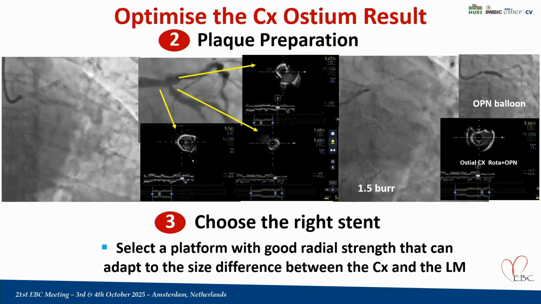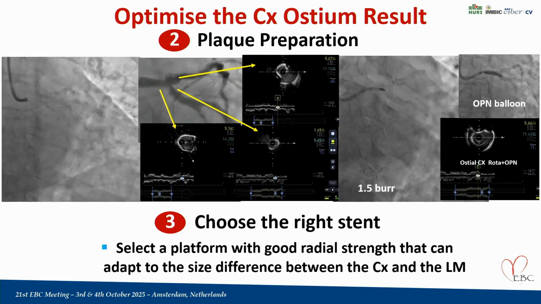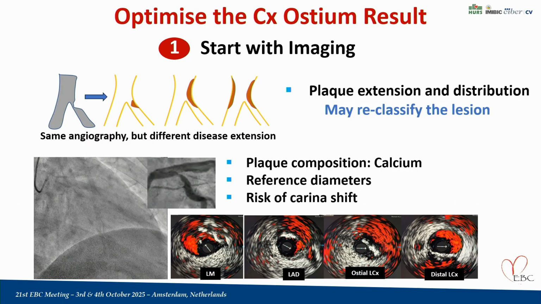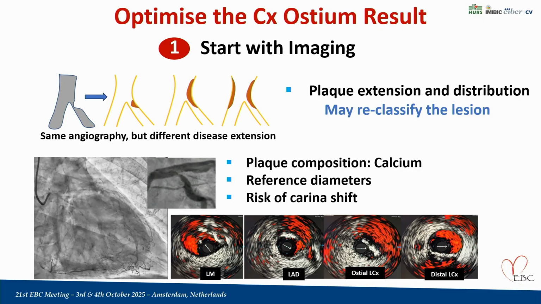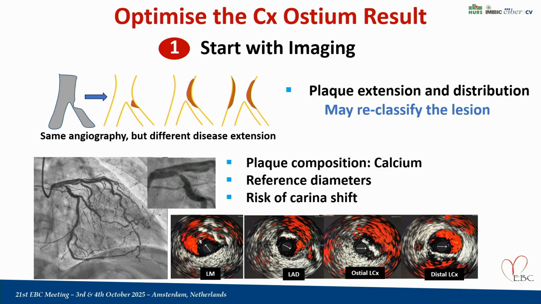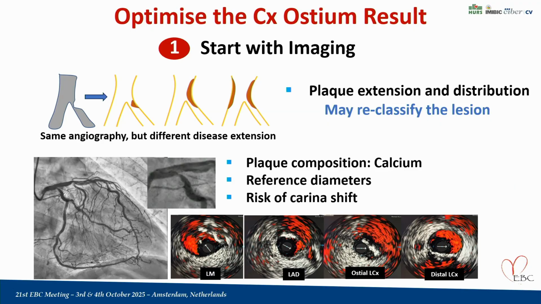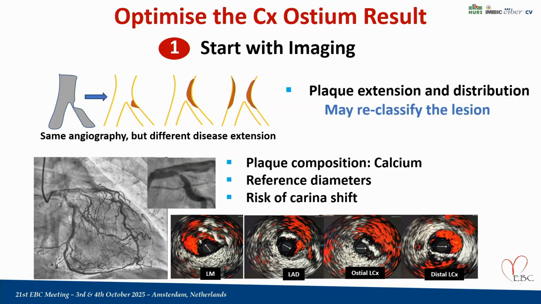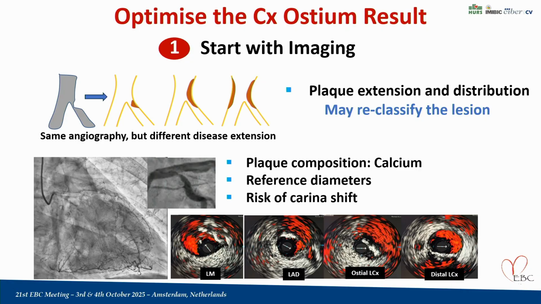However, we have to optimize the circumflex ostium. We have to obtain the best result that's possible because it's a very challenging lesion, and we have to start with imaging. That is mandatory in this type of lesion because we have to confirm that the lesion is truly a 001 lesion. Most of the lesions can be reclassified after IVUS. We also have to assess the plaque composition and distribution, reference diameters, and the morphology of the carina and the width of the carina shift.